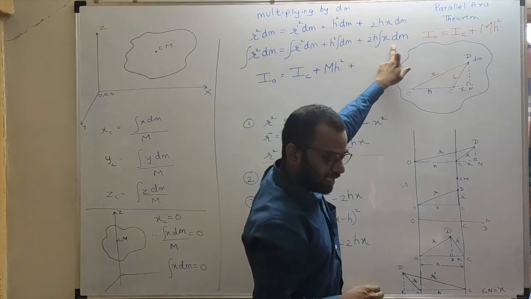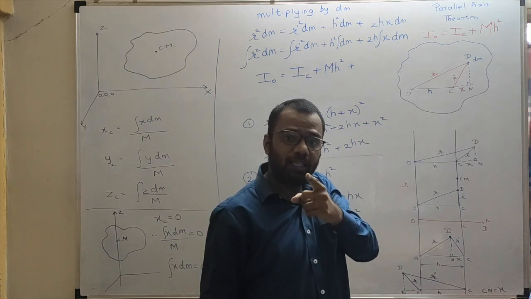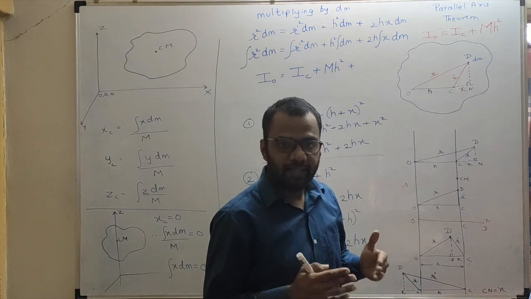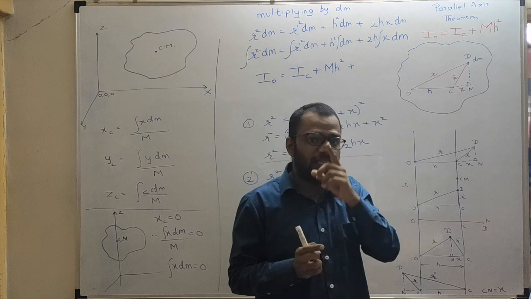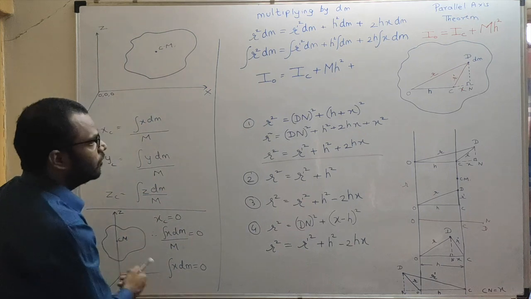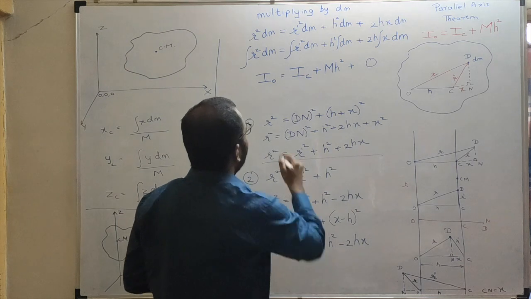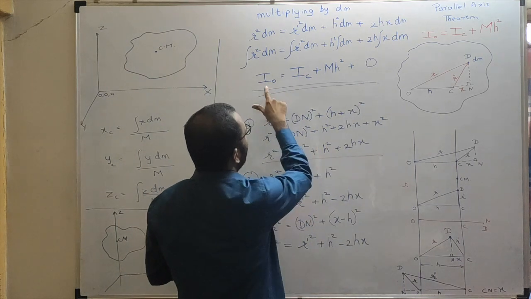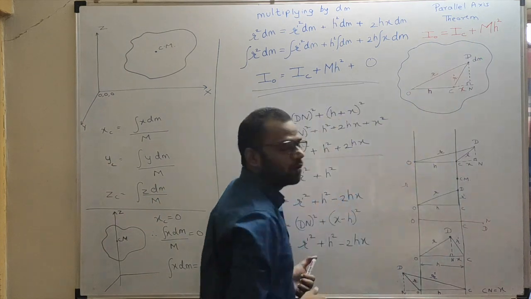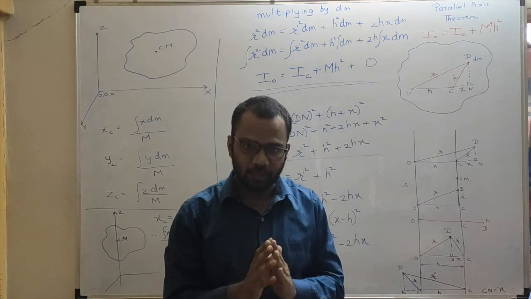Right? So integration of x dm will be equal to 0. Why? Because x is the distance measured from the line passing through the center of mass. X is the distance along the x-axis measured from the line passing through the center of mass, and hence x dm will be equal to 0 as we have seen over here. So this will be equal to 0. So have we proved the theorem? So IO is equal to IC plus mh square, as I had already written. So this is the parallel axis theorem.